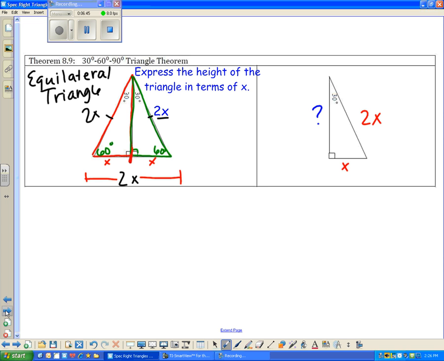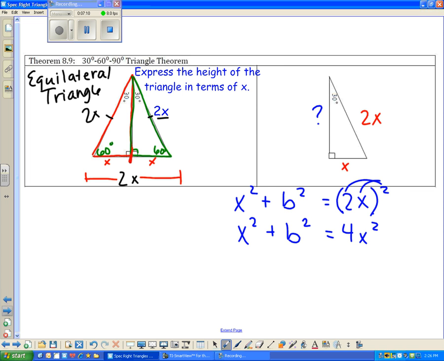So I can use the Pythagorean theorem to find the length of that side. I have a leg and the hypotenuse, so I have x squared. I'm missing the other leg, so I'm going to call that b, is equal to (2x) squared. Now the whole thing 2x needs to be squared, which is why I put it in parentheses there. So I've got x squared plus b squared is equal to (2x) squared, which if I square both parts is 4x squared.